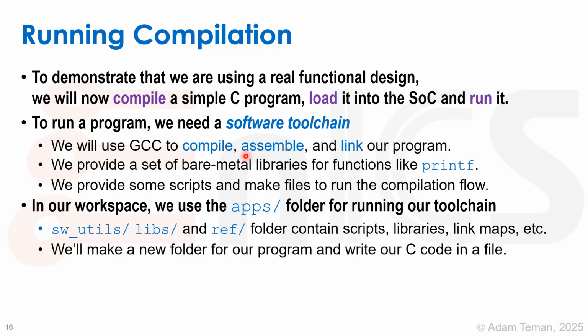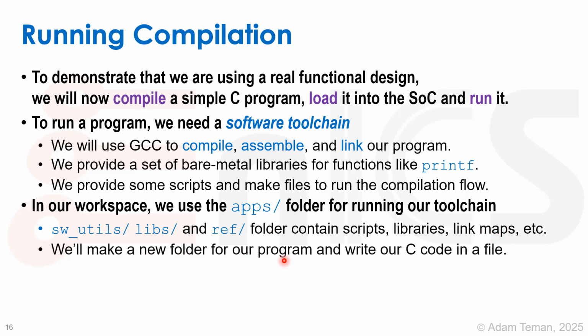In our workspace, we have a directory called apps, which we did not talk about in the previous parts of this video series. Inside the apps folder is where we have all of the files of the toolchain, and where we're going to be writing our C program. We have these software utilities libraries, the bare metal libraries and reference folder, that have scripts, libraries, link maps, and all kinds of other things needed by the software toolchain. I'm not going into how the software toolchain works. I'm just going to show you that if we take it out of the box and run it, we're going to be able to load our compiled C program onto this SoC.